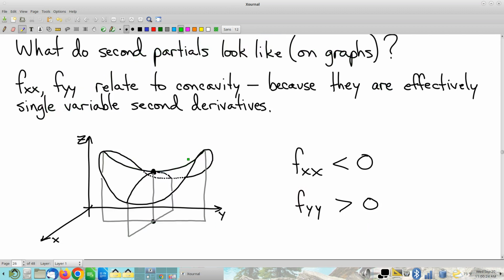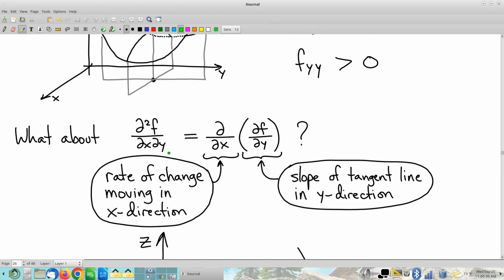Okay. Here's what gets tricky. Not every second partial is just with respect to one input. As we saw on the previous page, sometimes you might want to do what's called a mixed second partial. So here I'm doing a y partial, and then having done the y partial, I'm then going to take an x partial. Right? How would I make sense out of this? What does this look like? And this is a tricky bit.